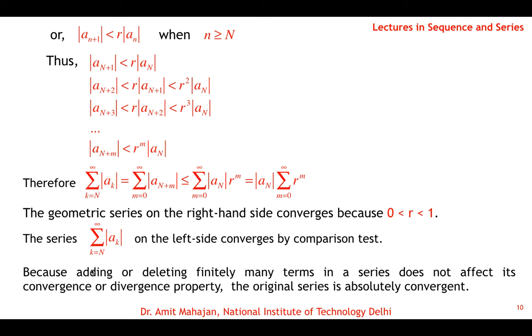So the series k equal to 1 to infinity of a k, or n equal to 1 to infinity of a n, is an absolutely convergent series for rho less than 1. Okay, so that's the case 1 proof.